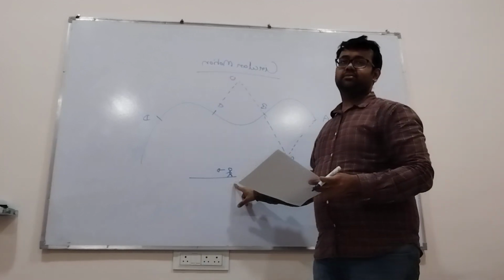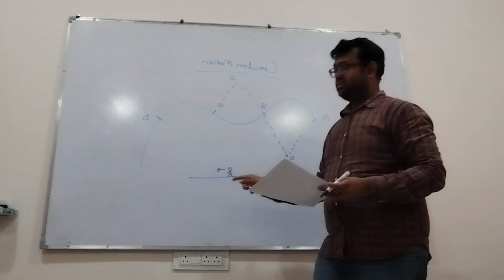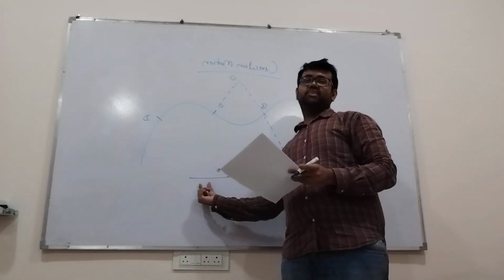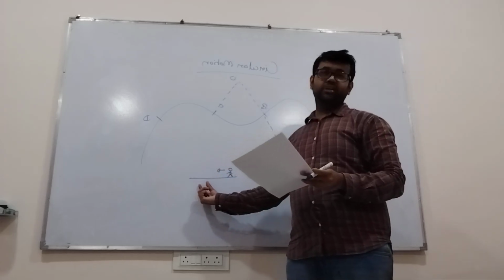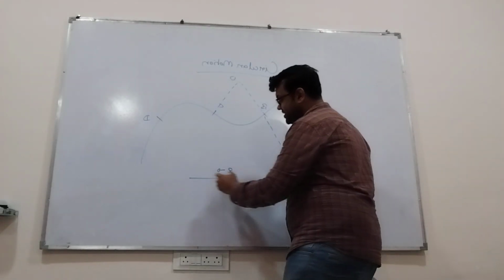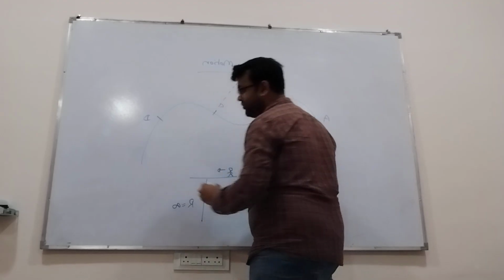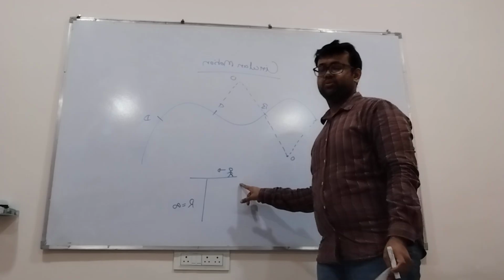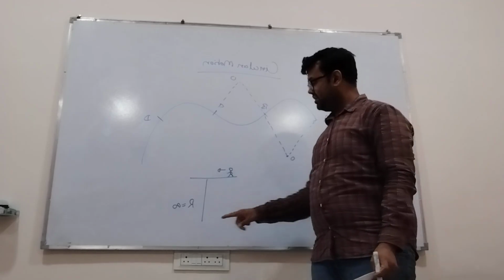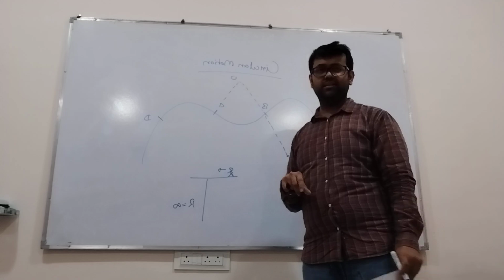Can I call it circular? Is he doing a circular motion? See, the straight line is nothing but a circular path with a radius value of infinity, right? So this straight line will have a radius value of infinity. So we can also say that straight line motion is also circular motion, but having a radius value of infinity, right?